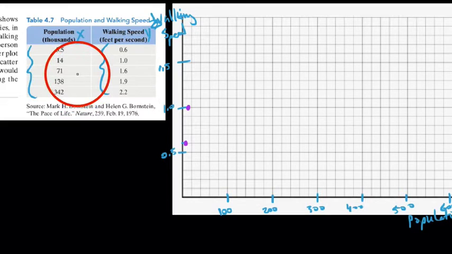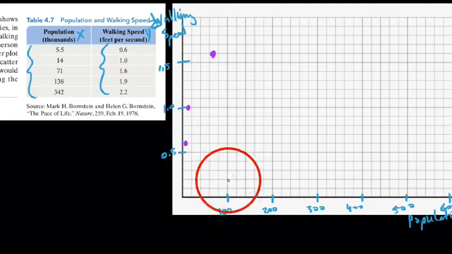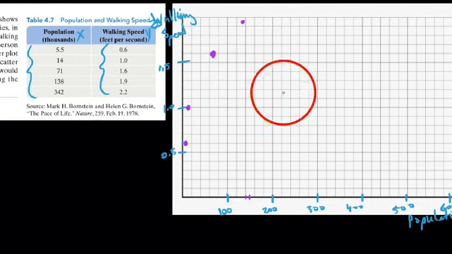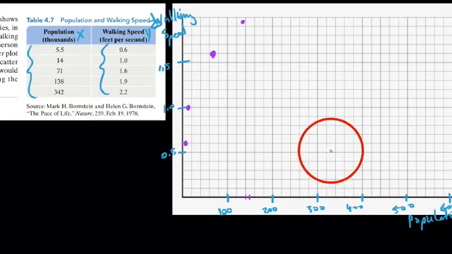So 71, comma 1.6. 71 would be 60s here. Here's 80. 70 would be in between, and we're going to go up to 1.6 here. So 1.6 would be about right here. And then we'd say, okay, so 138. Here's 150 right down the middle of the road. So here's 140. 130 would be right before this. 138 would track up to 1.9, which is way up here, almost 2. And so the last one here, 342. 340 is about right here. And so it'd be at 2.2.